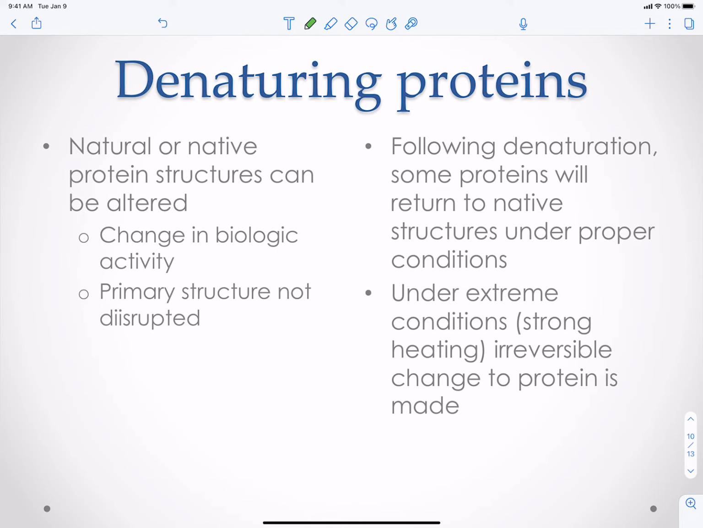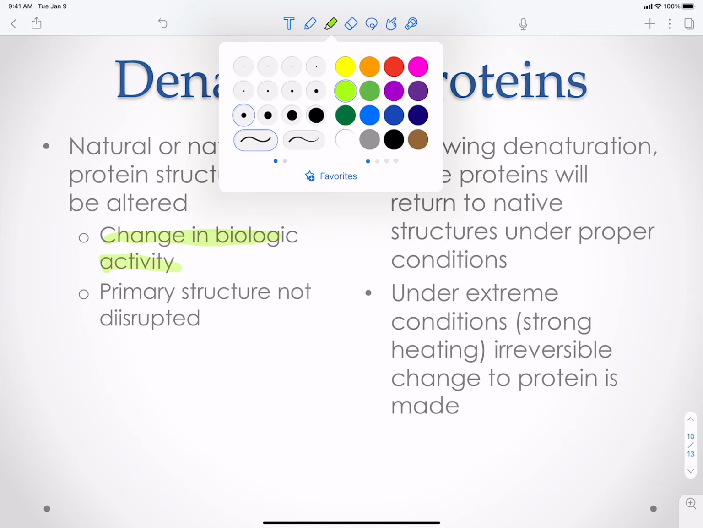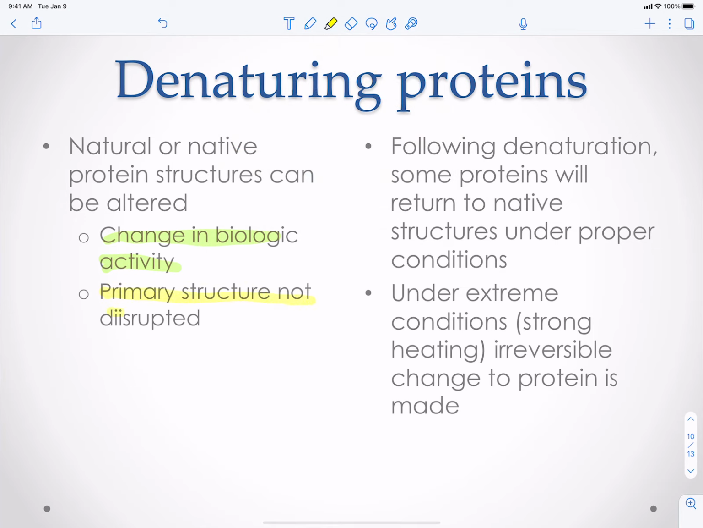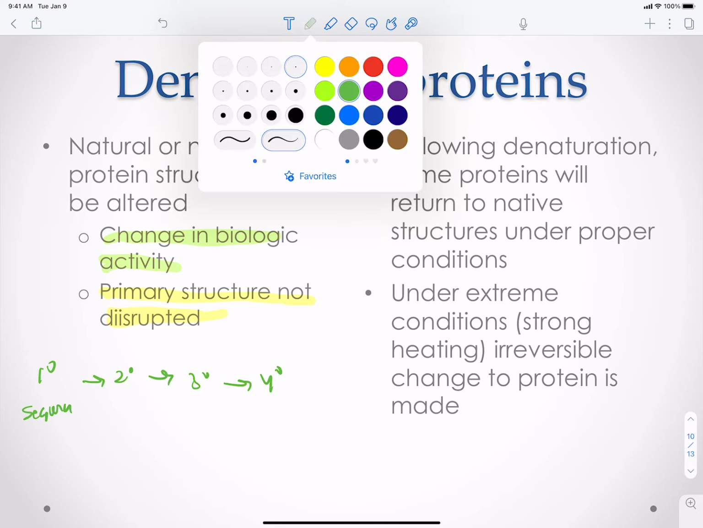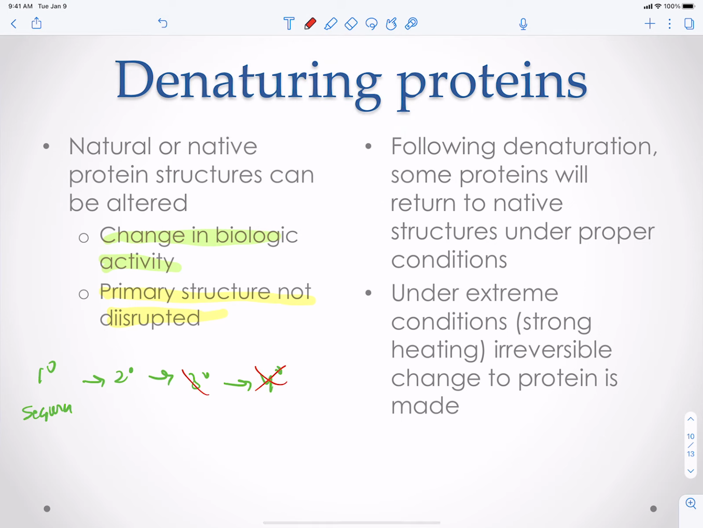Now, denaturing of proteins is where you have native protein structures and you're altering them. This is important because denaturing changes the biologic activity. However, what's equally important, your primary structure is not disrupted. So we went from primary, which is a sequence, to our secondary, to our tertiary, to our quaternary. Well, denaturing will break down all of these, but your primary is intact.